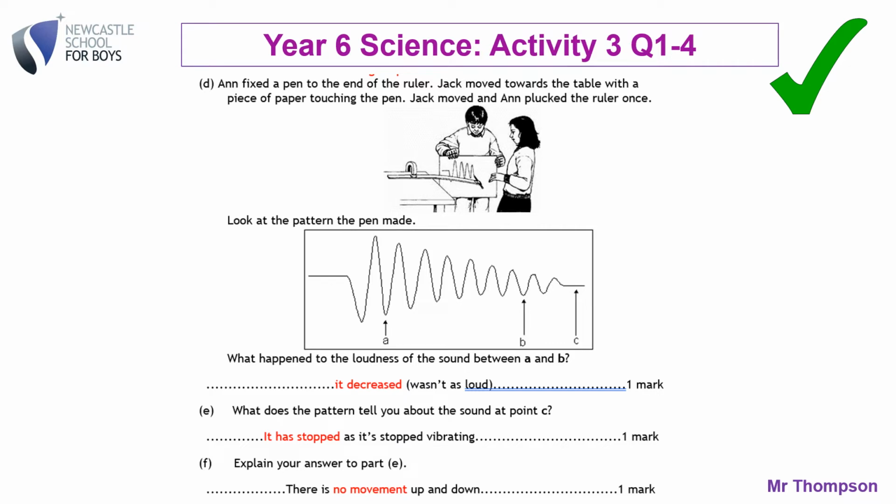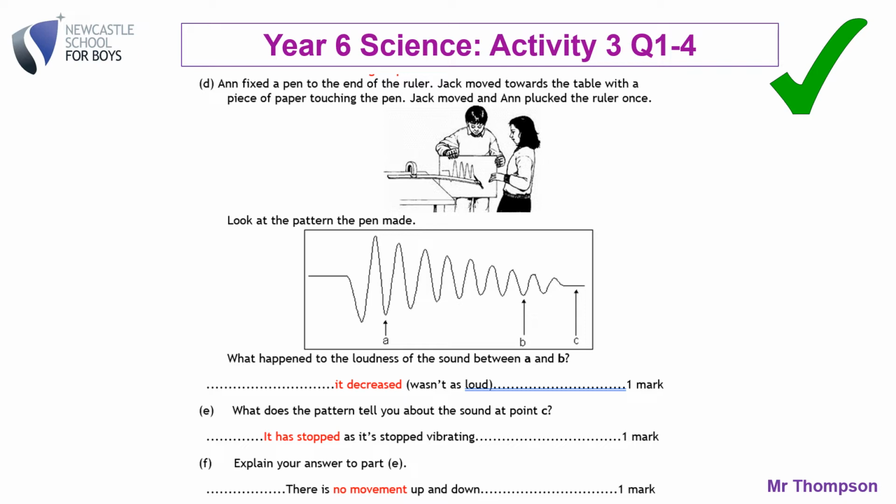Okay, in the second part of question 3, quite clever this. If you could try and do this, it's quite tricky to do. But if you hold a bit of paper and move the piece of paper as you twang the ruler, you could get a shape, a pattern like shown on this diagram here. What does it show about the loudness between A and B? Well, A has a large amplitude, B has a small amplitude. Remember that word amplitude, and that means the loudness has decreased or wasn't as loud.